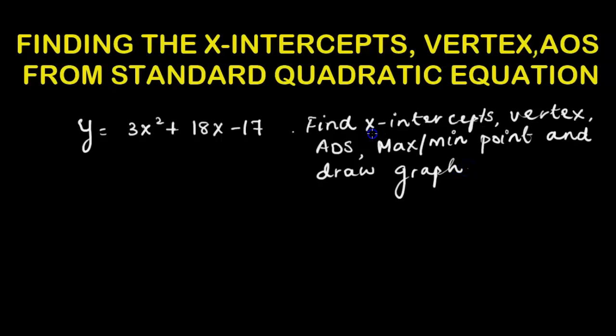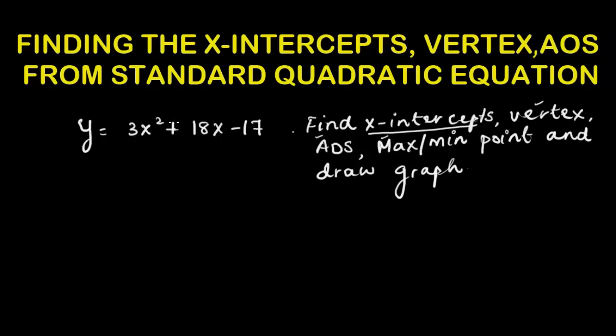Now we know that in order to find the x-intercepts, we have to turn this equation to factored form. In order to find the vertex, axis of symmetry, maxima or minima point, and to draw a graph, we have to turn it to vertex form. However, we need not do so many things on the given equation. All we have to do is understand a basic concept and apply only one formula that can help us find all of these things.